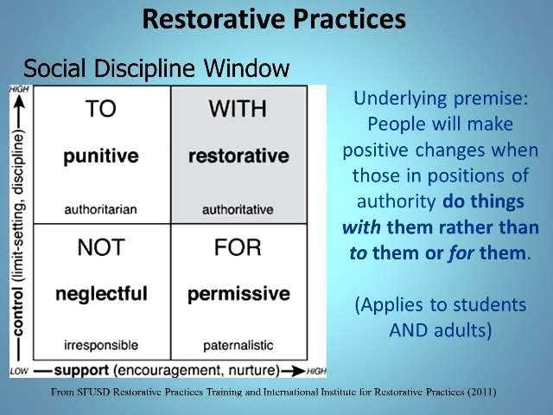When you think about this, the x-axis is support and empathy from low to high. The y-axis is control and structure from low to high. And what we're asking people to aim for is that with box, the warm demander, being able to hold kids to high expectations while at the same time providing them with a lot of support. So lest you think that what I'm saying is just be nice to kids and just be in that four box, that's really not what I'm saying. I am saying let's move away from the punitive approaches and let's try to move towards that with box, and not just for our students, but with each other.